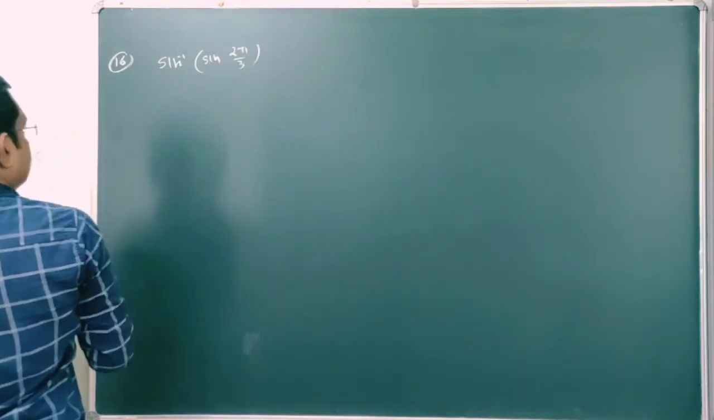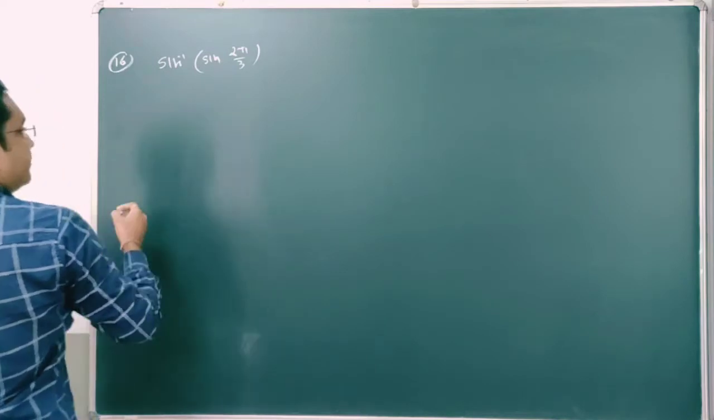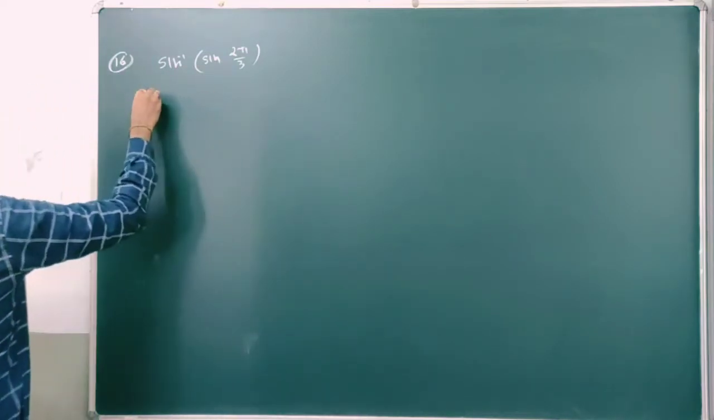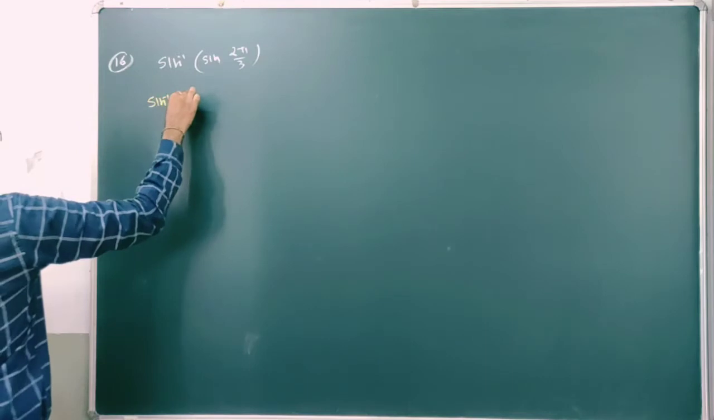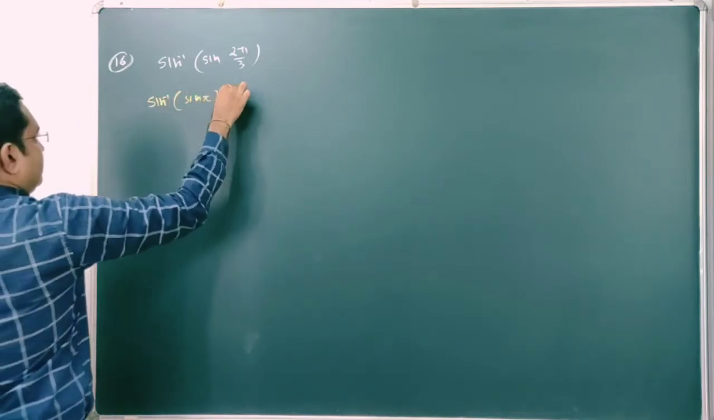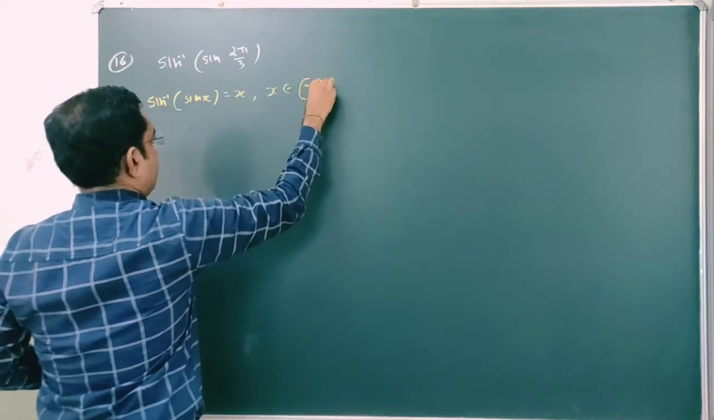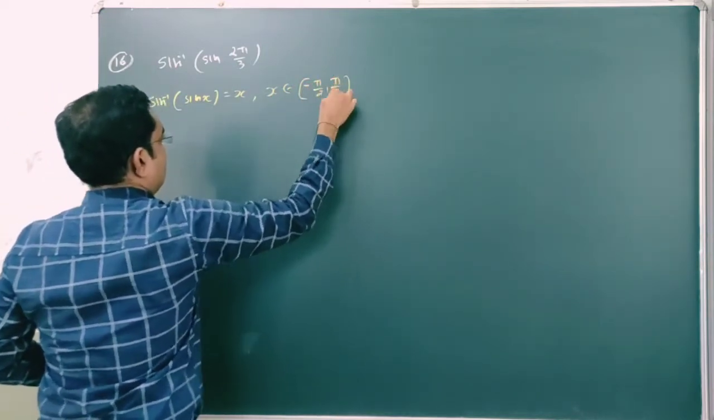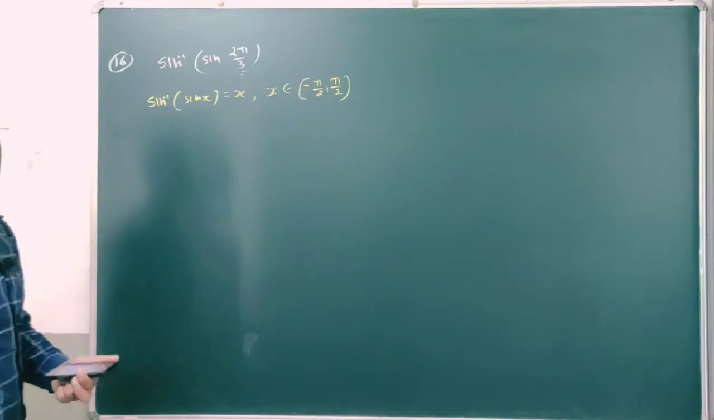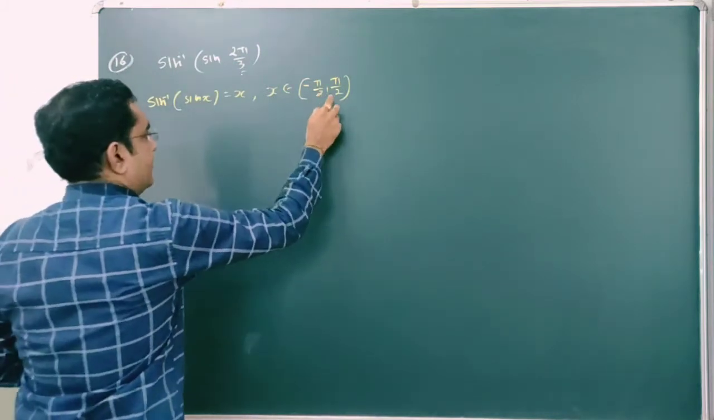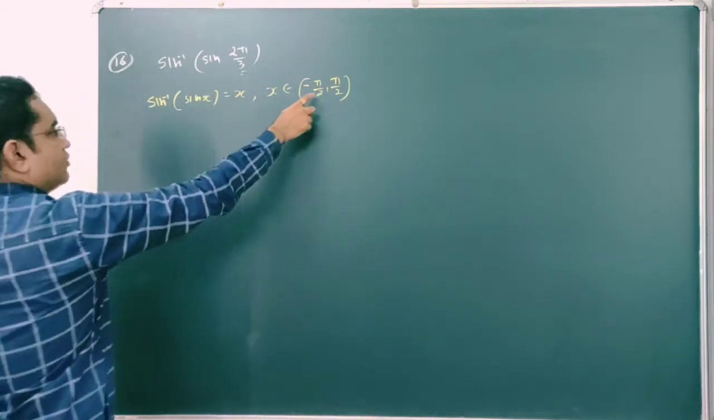Done. So here we have the formula, यहीं पर लिखते हैं, sin inverse sin x will be equal to x when x lies in the principal range of sin inverse, that is minus pi by 2 to plus pi by 2. And here this 2 pi by 3 is not in the interval of minus pi by 2 to plus pi by 2. No, this is a closed interval.